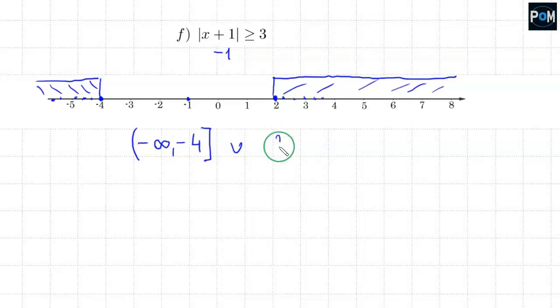The second interval starts at 2 and goes endlessly to the right, so it extends to positive infinity. We always put parentheses at infinities, but at 2, the circle is closed, so we put a bracket. That's how we solve this type of inequality.